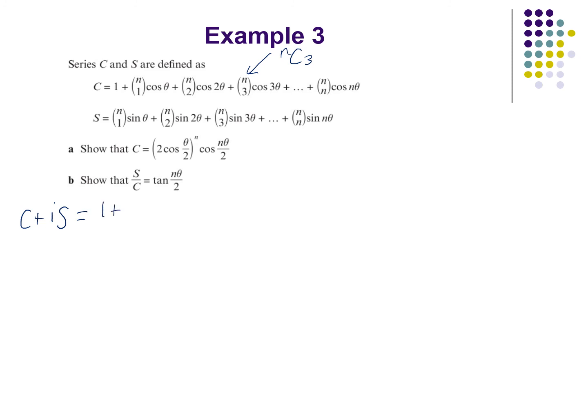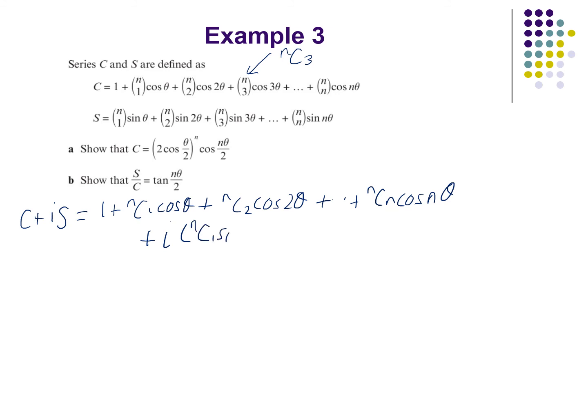I've got 1 plus n choose 1 cos theta plus n choose 2 cos 2 theta, dot dot dot, all up to n choose n cos n theta. So notice this isn't a sum to infinity, this is a sum to n terms, plus i times n choose 1 sine theta, n choose 2 sine 2 theta, plus all the way up to the last one, n choose n sine n theta.